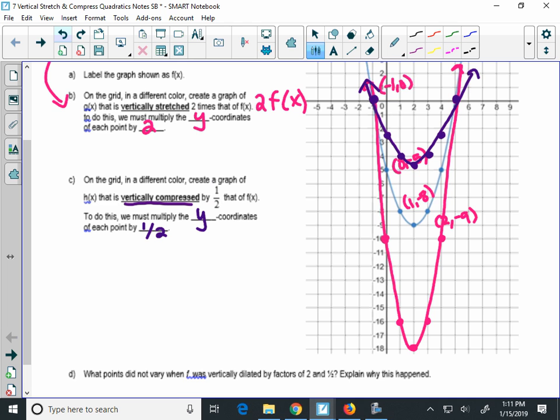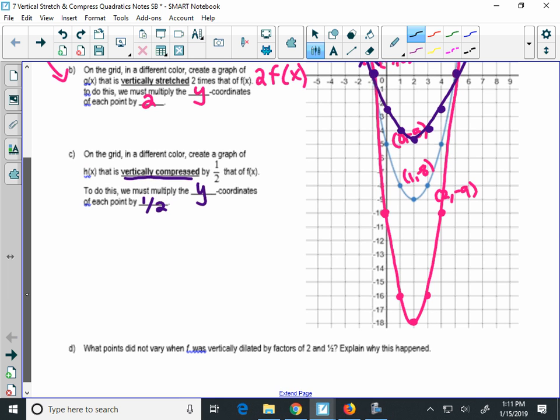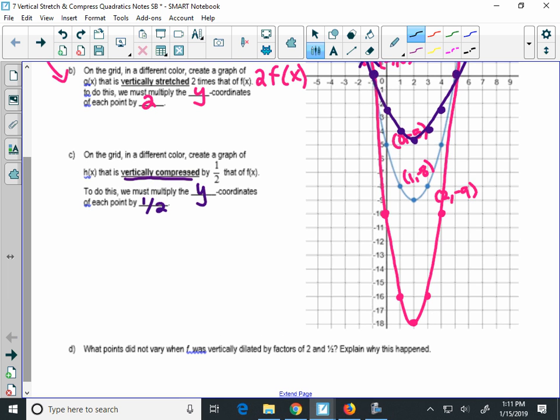So does this graph, it looks shorter, but does it look wider or narrower? Ultimately, it's going to go out wider, right? So when I vertically compress it, it makes my graph look a little bit wider. Now, what points did we not change here? The x-intercepts. So the x-intercepts did not change. Why did they not change?